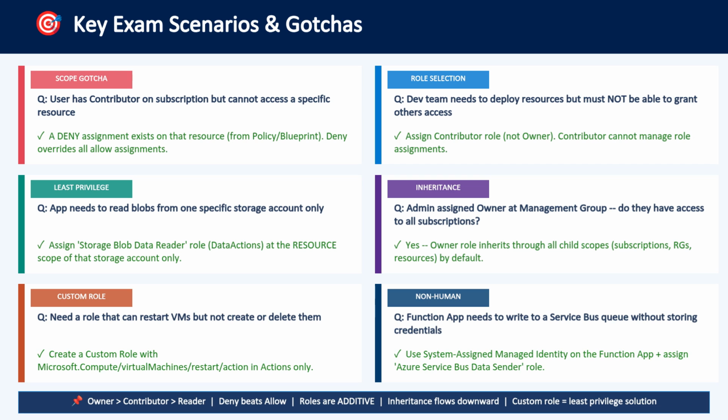5. Custom role for specific operation. When no built-in role fits exactly, create a custom role. The key for this example: only include restart action, not the broader virtual machine /star action.